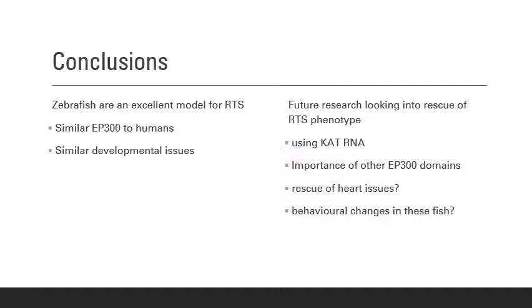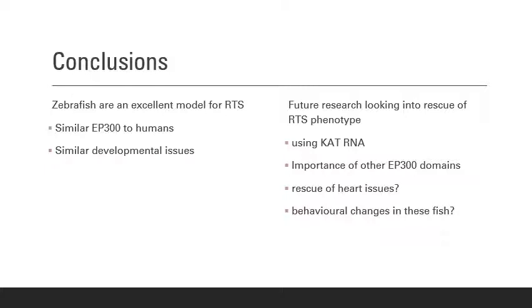Of course, this does also bring up some future research ideas, because this is kind of more of a preliminary figuring out whether this is a good model. So some things I thought of, for example, are specifically looking at molecular mechanisms behind how injecting cat RNA actually rescues the jaw phenotype. And then additionally, this also brings up other questions, such as what's the importance of the other domains within EP300 if only injecting cat domain seems to be enough to rescue this certain phenotype.